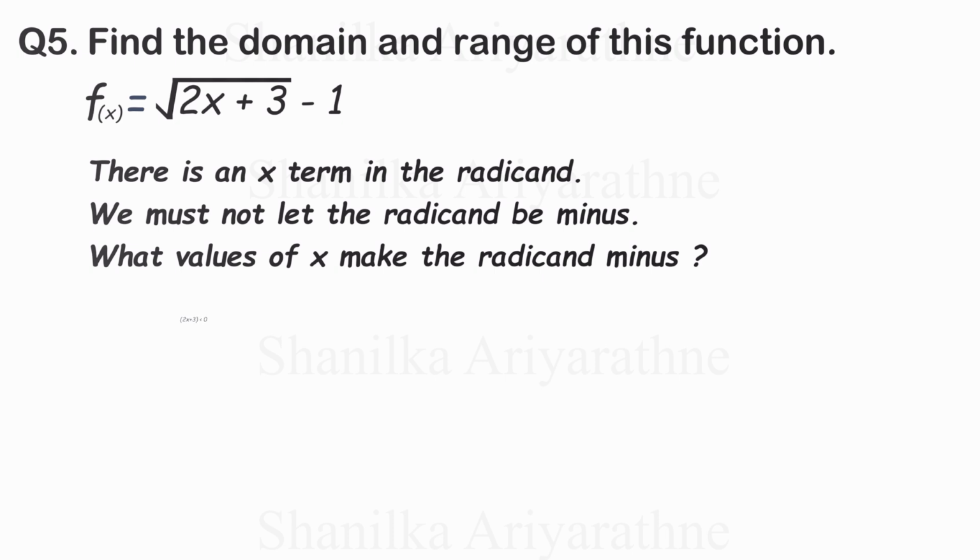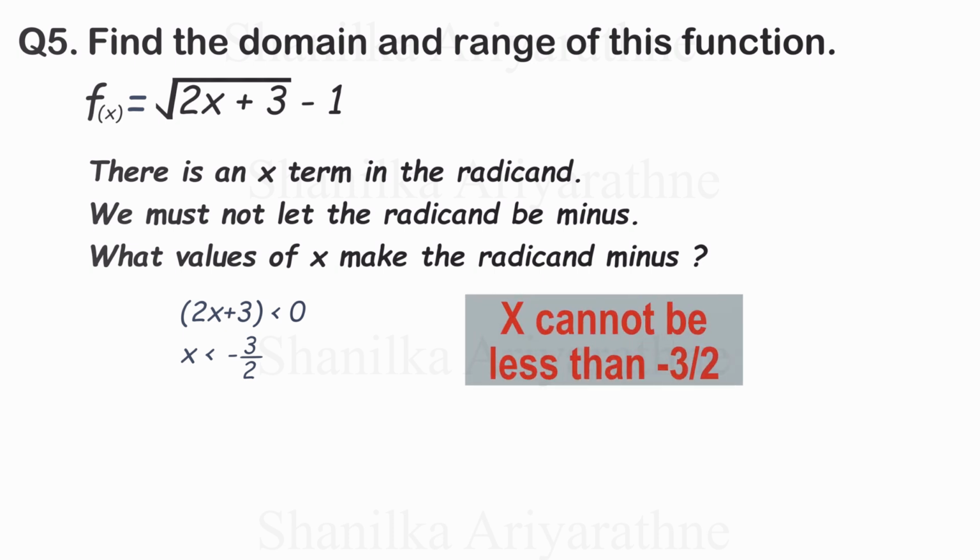Let's calculate. If x is less than minus 3 over 2, the radicand becomes negative. So x cannot be less than minus 3 over 2.